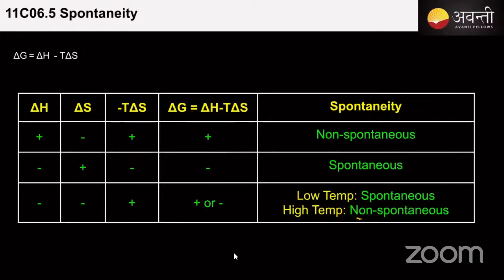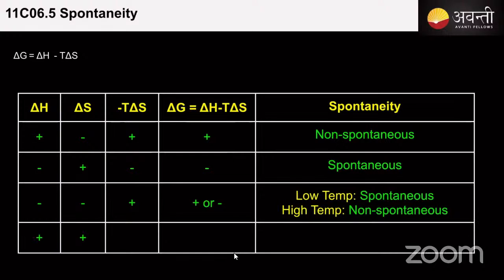Just remember this: at high temperature what is happening, at low temperature, just substitute the values in the formula, you'll get the answers. Don't worry. Now let's say both are positive. Then enthalpy is positive, but minus T delta S is negative, right? What does that mean? If the product of T delta S is more than the positive value of enthalpy, then delta G will be negative. If the product of T delta S is less than the enthalpy value, then delta G will be positive. Here also both conditions are possible, right?